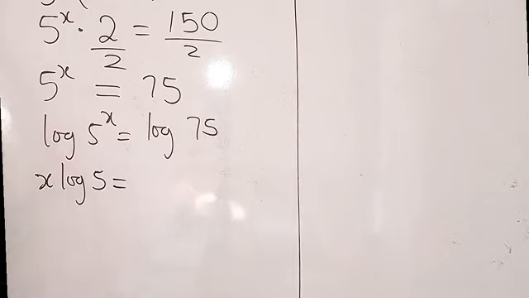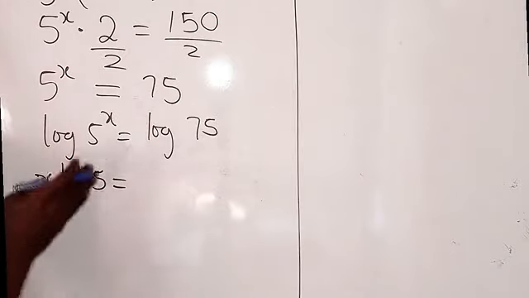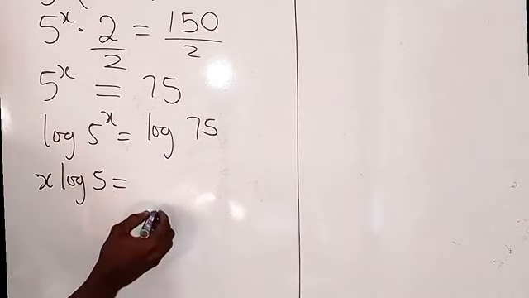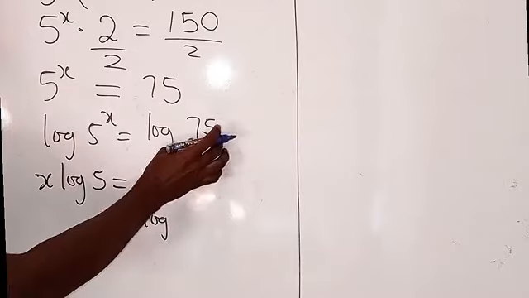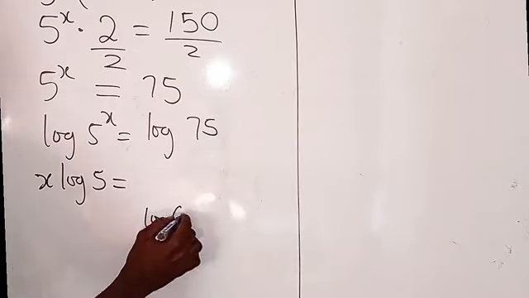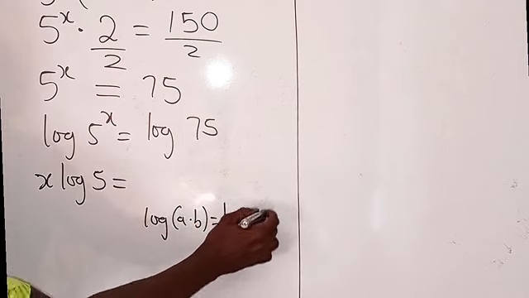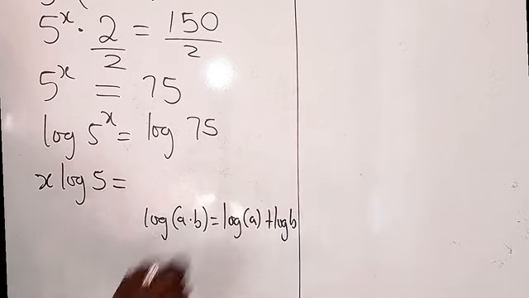Now here I want us to recall something. Because we want to solve this completely, we have to do it step by step. Okay. So now here we have log 75. If you have log a multiplied by b, you know that this will be log a plus log what? Log b. If you remember from the law of log.